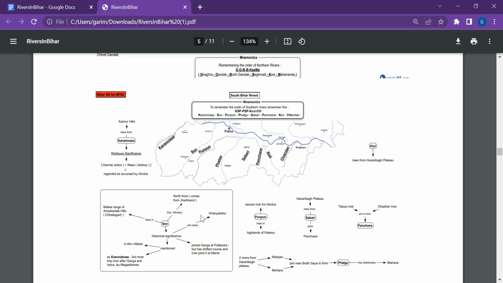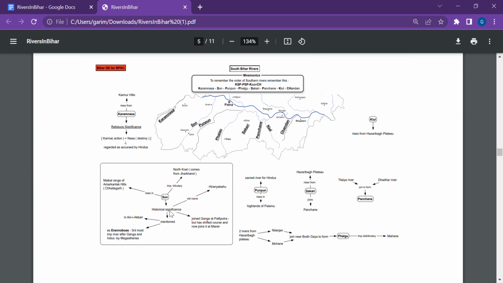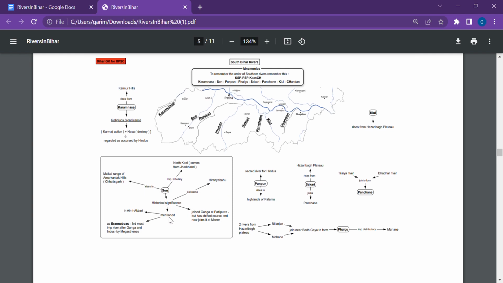Next is the Sone River. It originates from the Maikal range of the Amarkantak hills in Chhattisgarh. An important tributary is the North Koil, which comes from Jharkhand. Okay, it has some historical significance. The old name was Hiranyabahu. It is mentioned in Ain-i-Akbari, and as Iranopos by Megasthenes, the third most important river after the Ganga and the Indus. It joined the Ganga at Patliputra but has shifted course and now joins it at Maner.